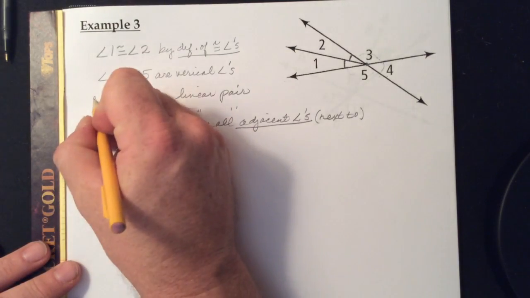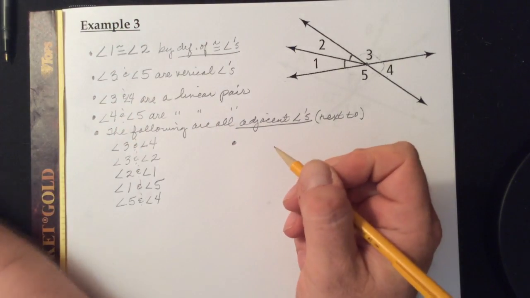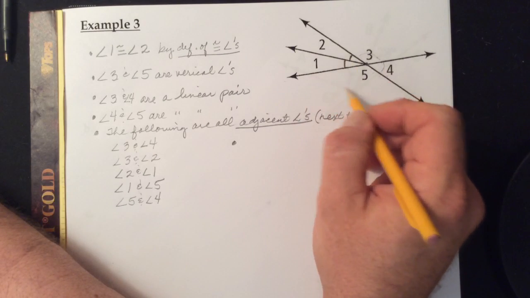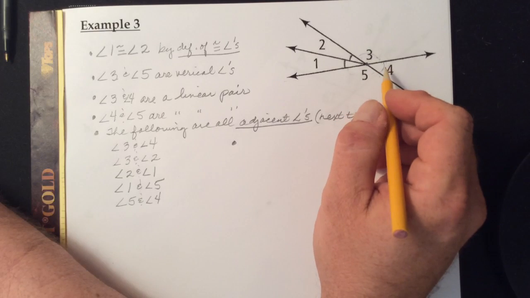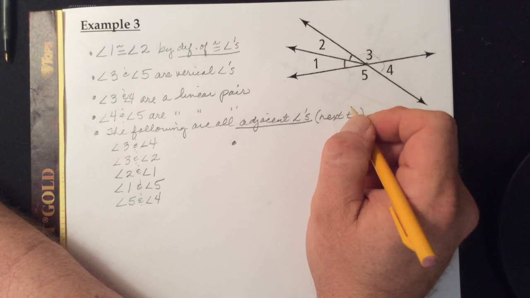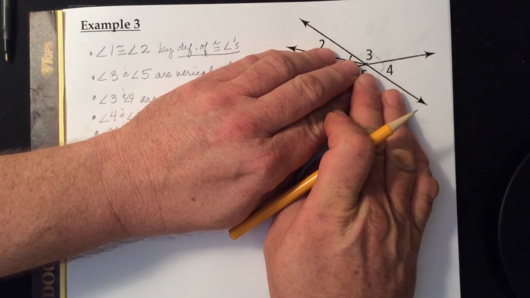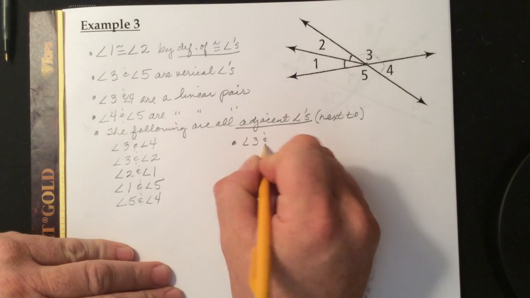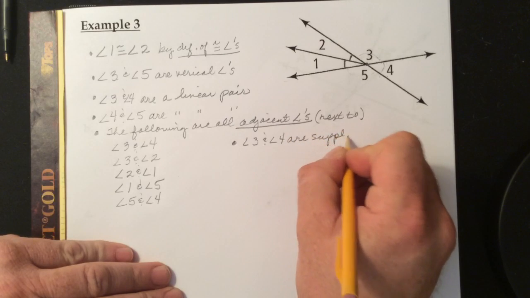Then we have supplementary and complementary angles. Well, we don't have any complementary angles here that we know of because, first of all, there are no measures provided. Also, we don't see any right angles formed anywhere. But for supplementary angles, we do. Remember, any linear pair of angles are also supplementary. So angles 3 and 4 are supplementary angles.